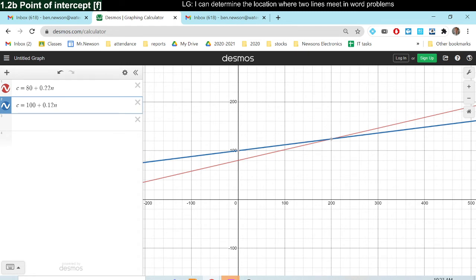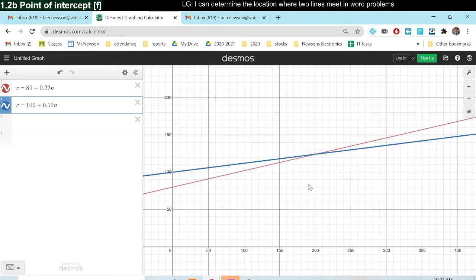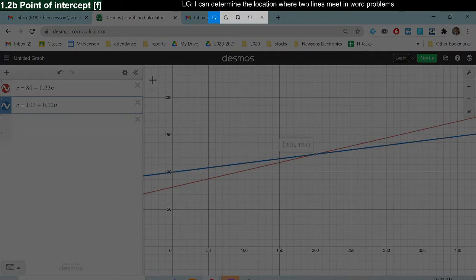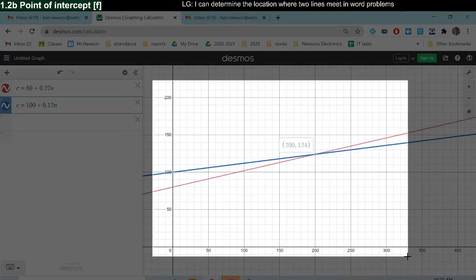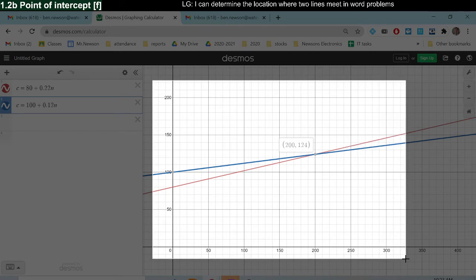So this is U-Haul right here. And we can actually find the location right there. You just put your mouse over it and then you press Windows Shift S so that I can copy my answer there. So basically the intercept is 200 kilometers and the price is 124.